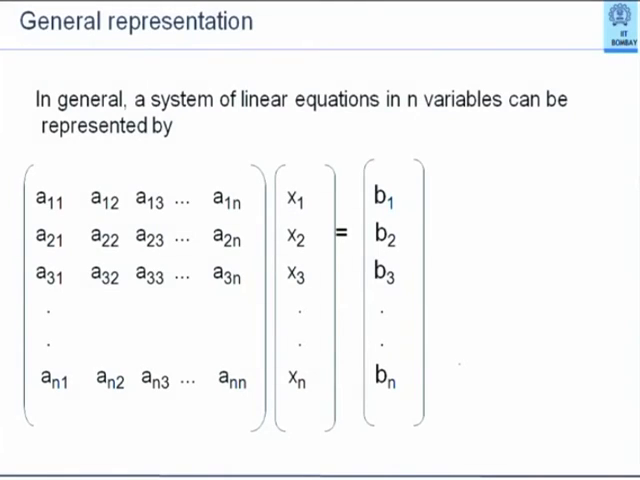First of all, a general representation. In matrix form, I would generally represent a linear equation system by a matrix of this sort. Notice the notation that is being used: A11, A12, A13, A1n, X1, X2, X3, Xn, B1, B2, B3, Bn. You agree that this is the natural way you represent?